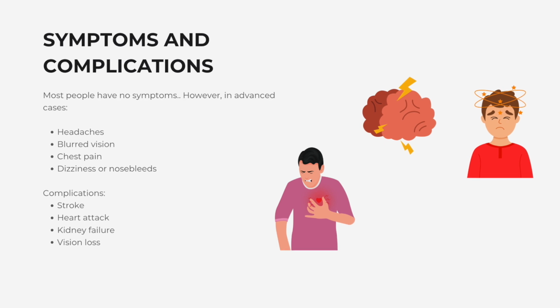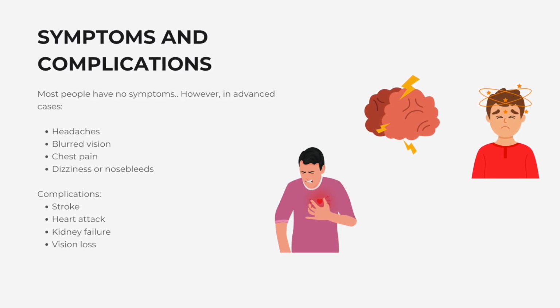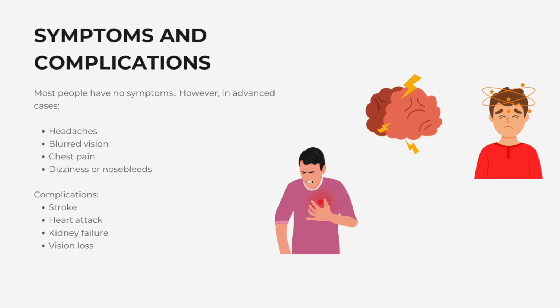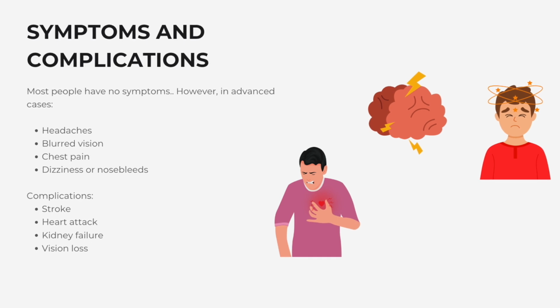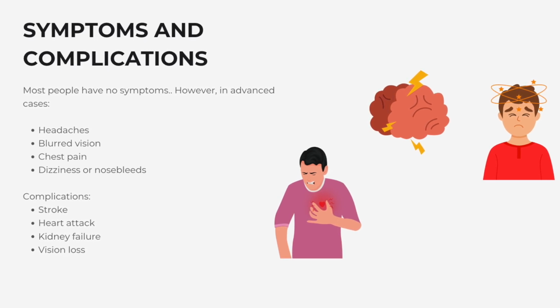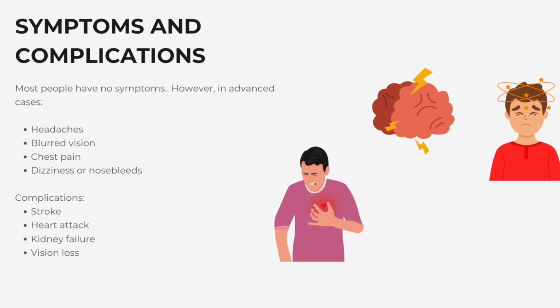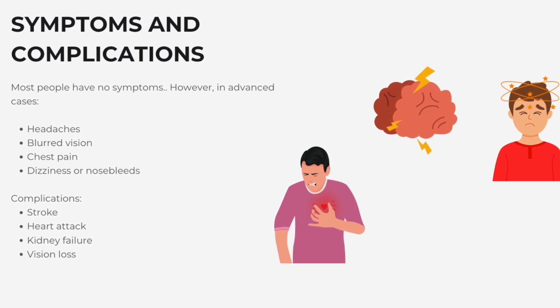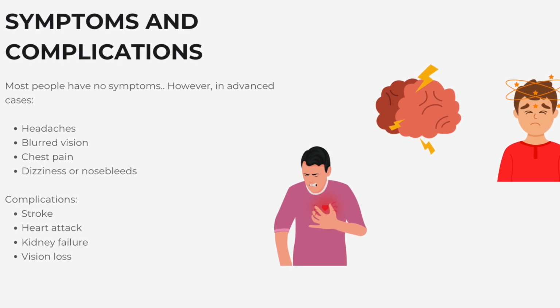Symptoms and complications of hypertension. So sometimes people will have no symptoms. However, in advanced cases, you will see headaches, which is often the very first sign of high blood pressure, blurred vision, chest pain, dizziness, or even nosebleeds. And complications of these can include stroke, heart attack, kidney failure, or vision loss.